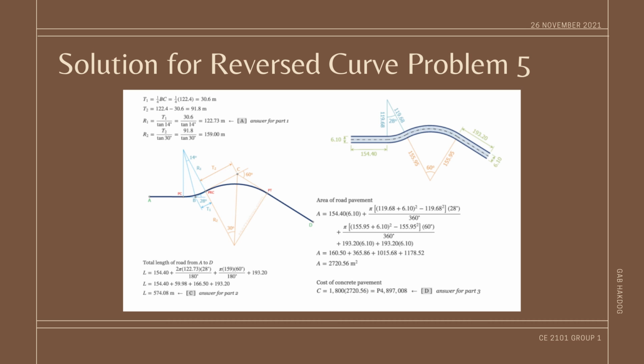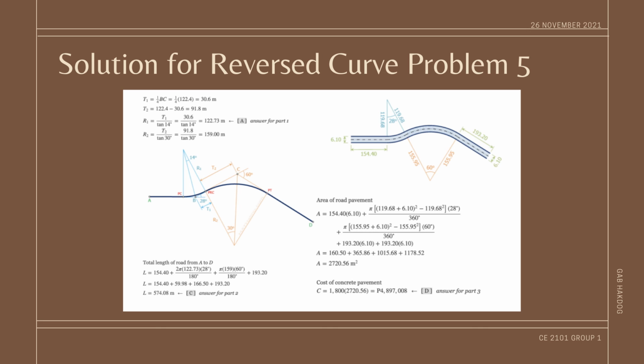So now we talk about the total length of road from A to D. This is A to D, right? That's the start of the curve, like the point of curvature, and D is, let's say, the end of curvature. So we have here the length is equal to 154.40 plus 2 pi times 122.73 times 28 degrees over 180.